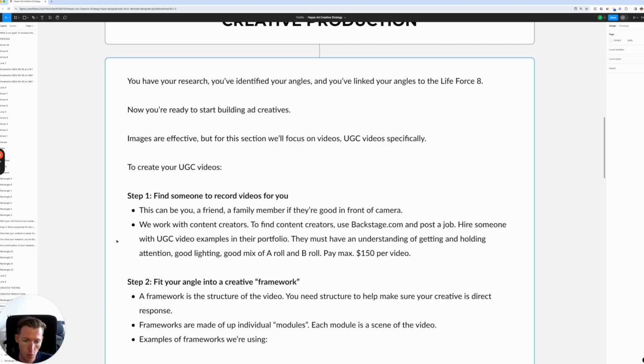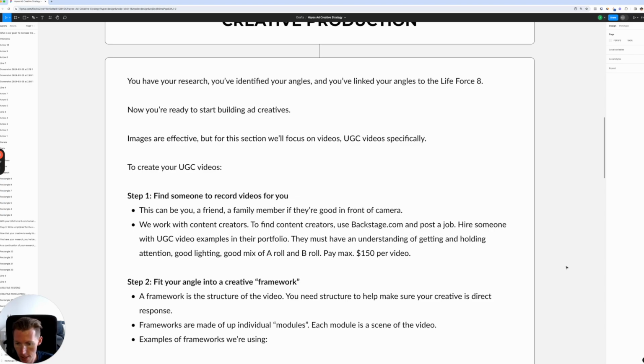And what we do is we work with content creators, right? So we find content creators. If you also want to find content creators who can film content for you, use backstage.com, go there, post a job, you'll get applications, hire someone with UGC video examples in their portfolio, and they must have an understanding of getting and holding attention.